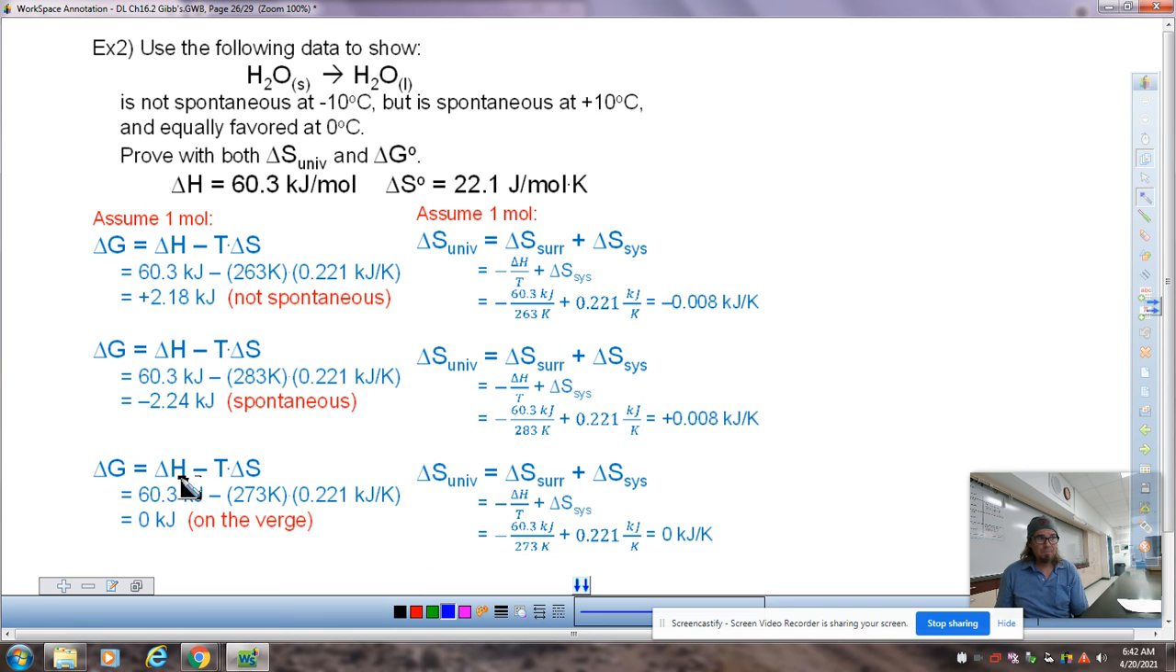And then when we put in 273, our point where ice is melting into liquid water, it comes out to be a very, very small decimal for delta G. Based on rounding, we could round it to 0. And then delta S for the universe also comes out to be 0, so that we know that we're right on the verge of this changing states. Okay?